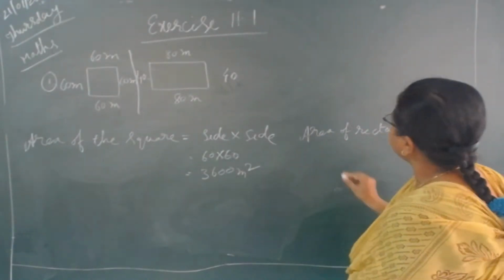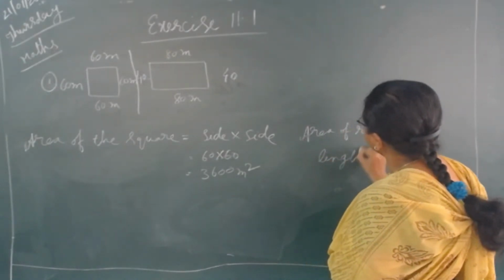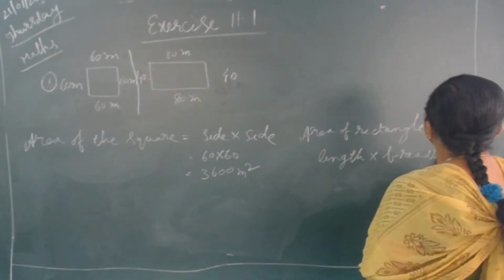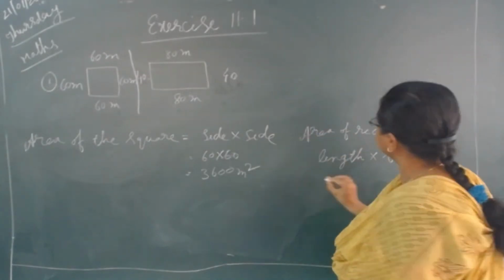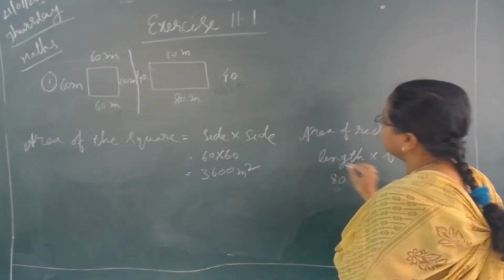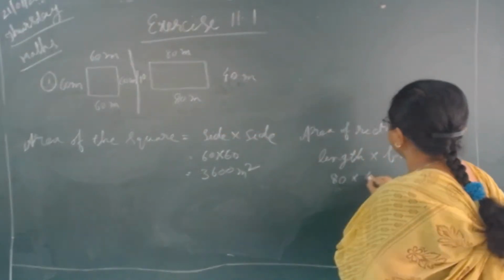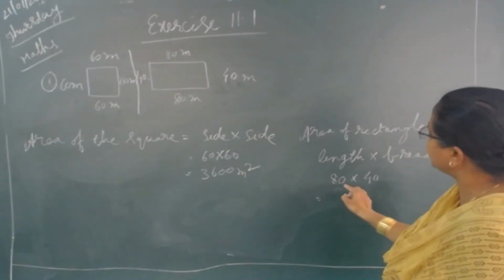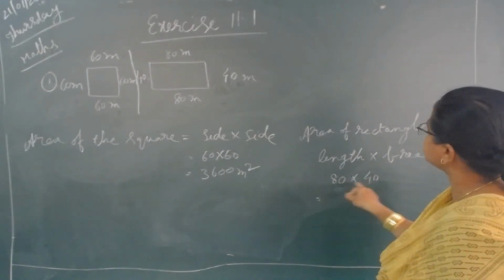Afterwards, area of rectangle is length into breadth. First we found the value of the breadth, and after getting that, now we are finding its area. Rectangle: 80 meters is the length, 40 meters is the breadth. So 80 and 40 each have a 0, so directly you can take two zeros here. Simply multiply these two digits.